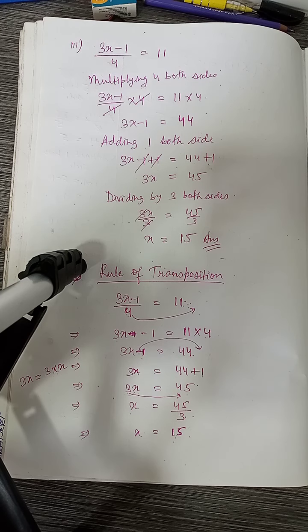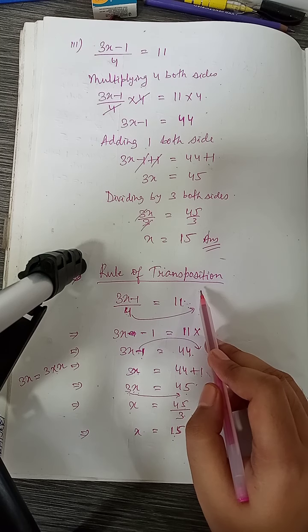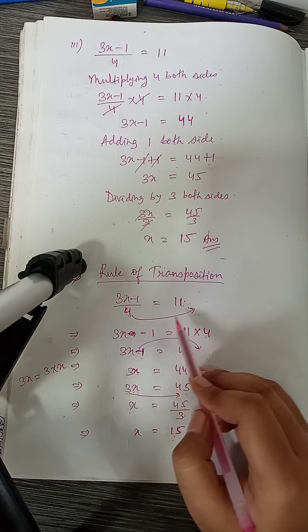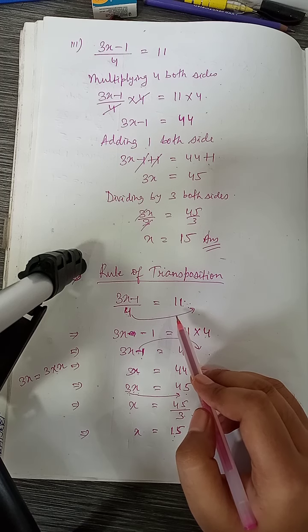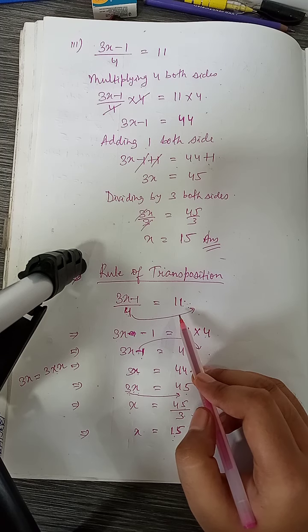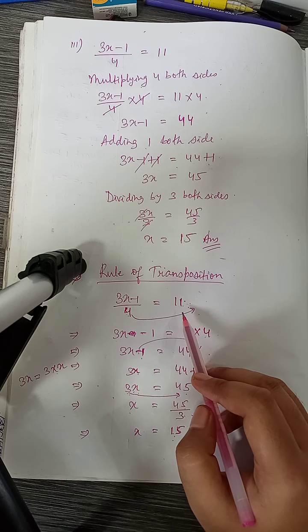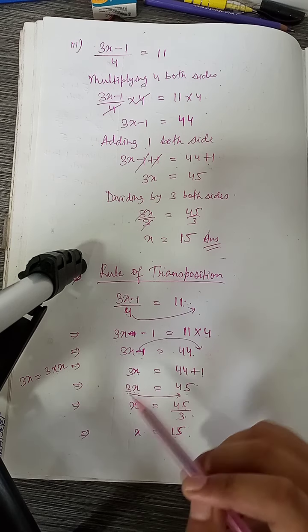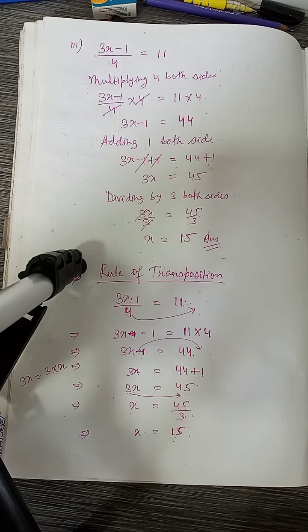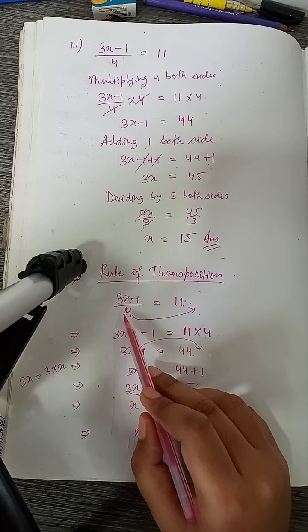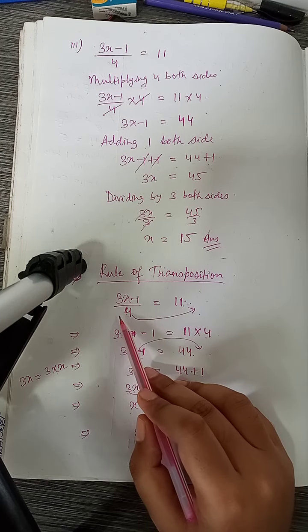Now that you have understood the basics of how to solve the equation using adding both sides and subtracting both sides and multiplying both sides and dividing both sides, we can use the rule of transposition to solve the equations more quickly. What this rule of transposition says is that whenever we transfer any number to the other side of the equation, its sign changes.